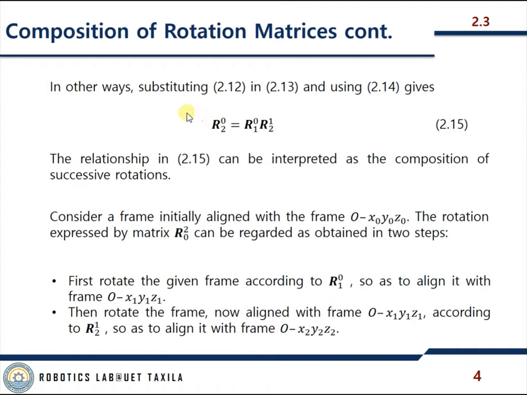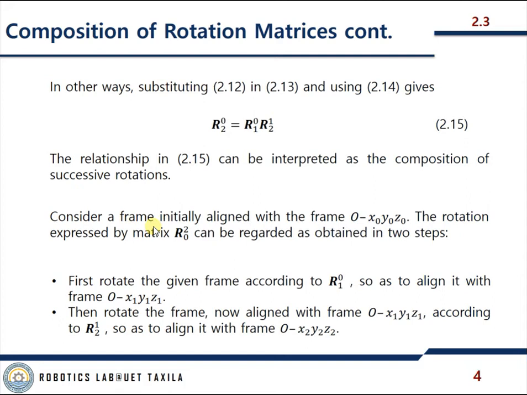In other words, substituting equation 2.12 into 2.13 and using 2.14, we get this matrix. Our rotation matrix R^0_2 is the combination of rotation matrices. First we move from 2 to 1, and then we move from 1 to 0. So this is quite logical. If you want to move from frame 2 to frame 0, it is equivalent to moving from frame 2 to frame 1, and then from frame 1 to frame 0. The relationship in 2.15 can be interpreted as the composition of successive rotations.